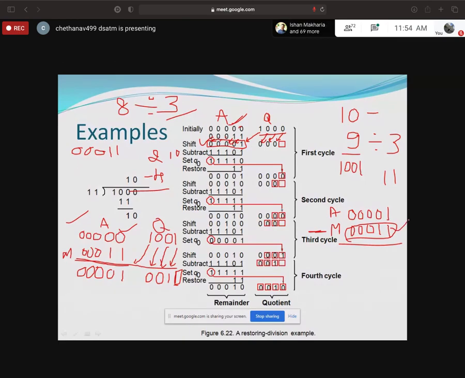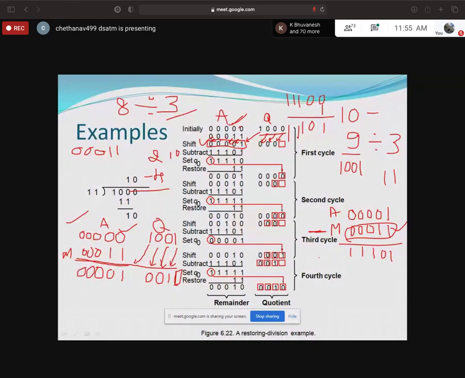Okay, divisor 2's complement. What is the divisor's 2's complement? The 2's complement is 1 1 1 0 0 plus 1. The 1's complement plus 1 will give you the 2's complement, isn't it? 0 plus 1 is 1, so 1, 1, 1, 0, 1 is the 2's complement value.